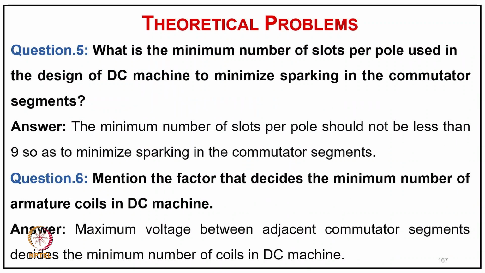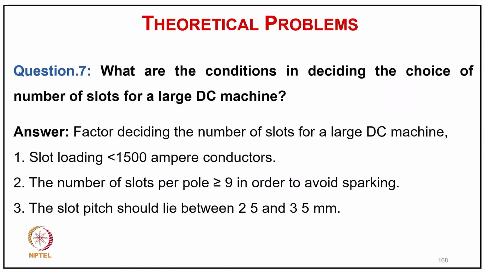Question 5: what is the minimum number of slots per pole used in the design of a DC machine to minimize sparking of the commutator? Number of slots per pole should not be less than 9 so as to minimize the sparking in the commutator segments. Question 6: mention the factor that decides the minimum number of armature coils in a DC machine. Maximum voltage between the adjacent segments decides the minimum number of coils in a DC machine.